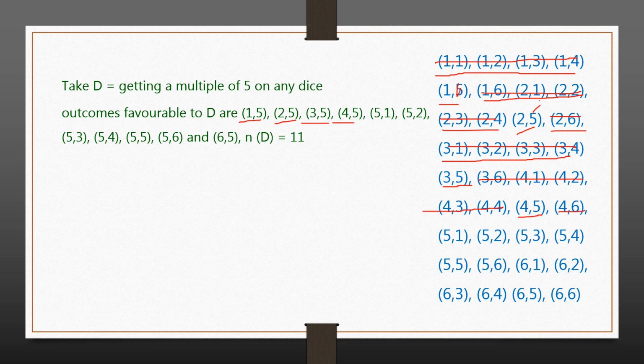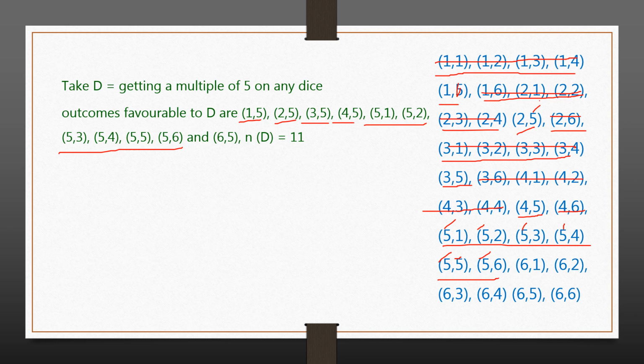Now coming to 5 1, 5 2, 5 3, 5 4, 5 5, 5 6, all the 6 are favorable to D. In 5 1, 5 is on the first die, which is a multiple of 5. 5 2, 5 is a multiple. 5 3, 5 is there. 5 4, 5 is there on the first die. 5 5, 5 is there on both the dice, no issue. 5 6, 5 is there on the first die. Therefore, all the 6 are favorable to D.